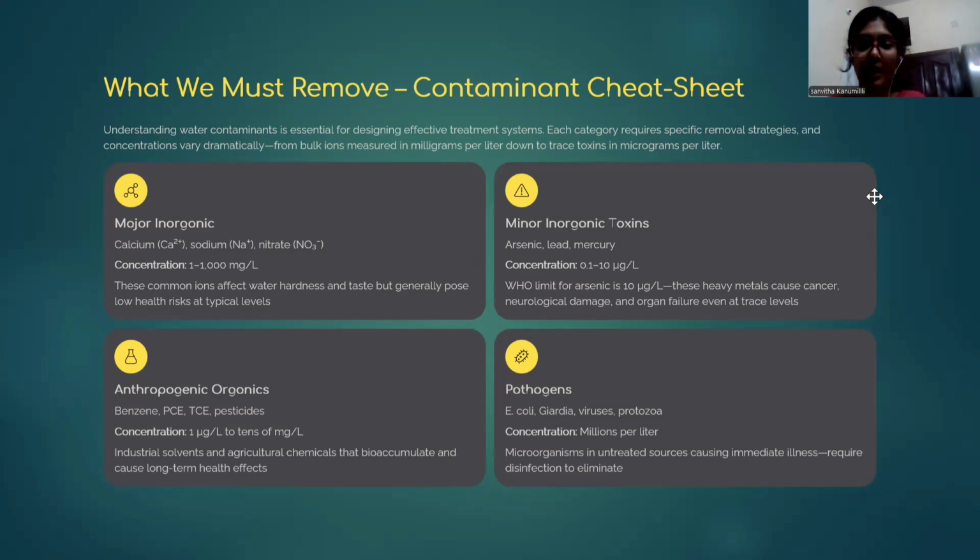And the next one is anthropogenic organics like benzene, PCE, TCE, and pesticides. The concentration is 1 microgram per liter to tens of micrograms per liter. These are industrial solvents and agricultural chemicals that bioaccumulate and cause long-term health effects. And pathogens: E. coli, Giardia, viruses, protozoa. The concentrations are millions per liter. Microorganisms in untreated sources cause immediate illness and require disinfection to eliminate.